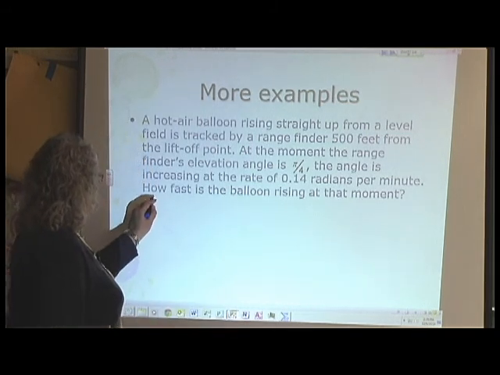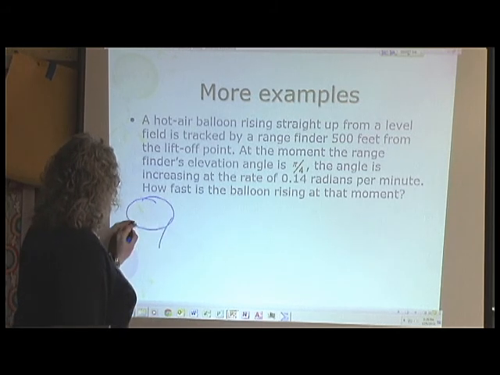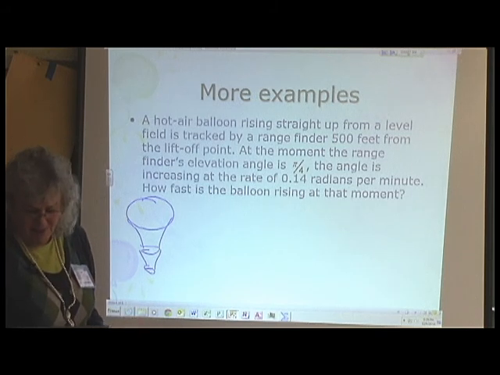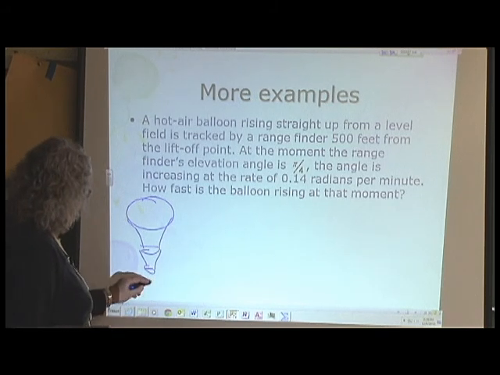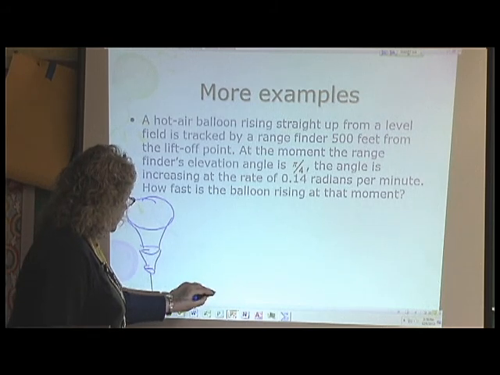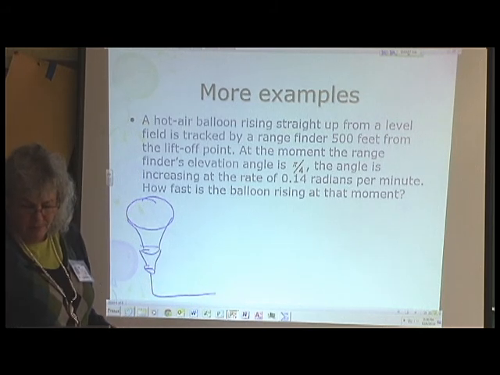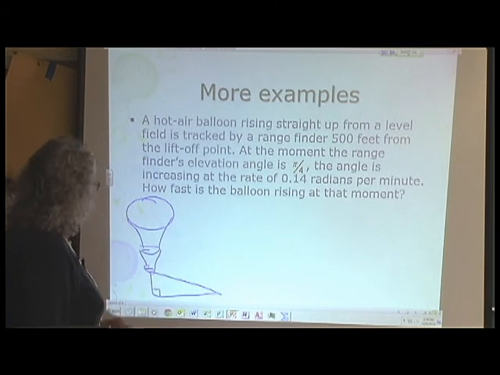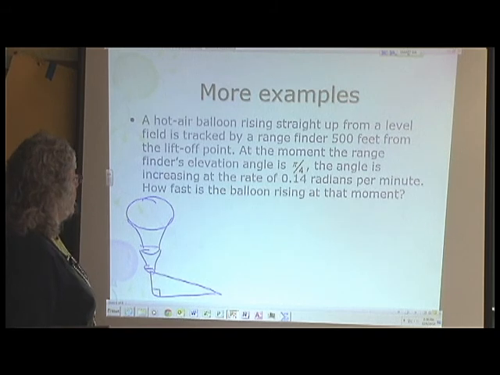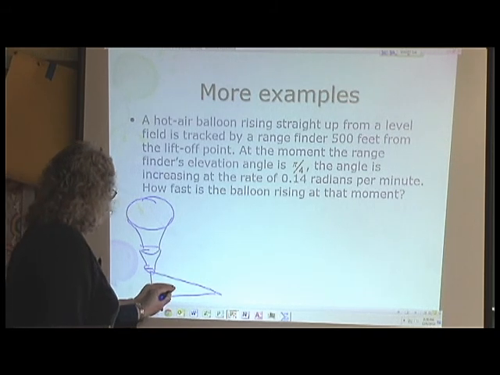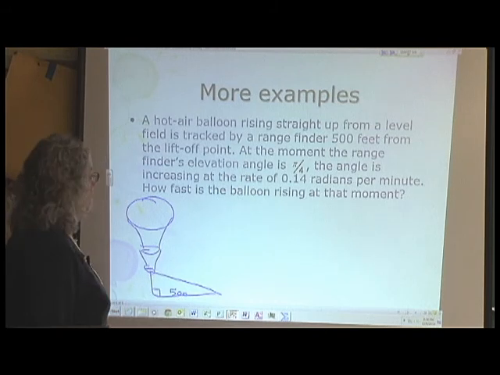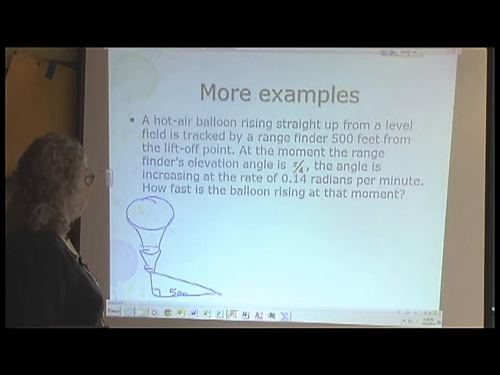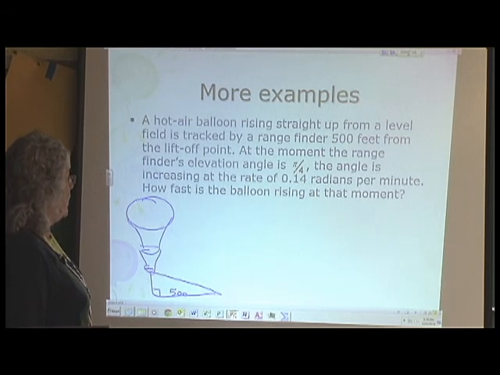So we have our balloon. And you can get creative with your drawings. As you can see, mine are not that great, but you can still work on it. And it's the rangefinder. Here's your diagram. We have a right angle. The rangefinder is 500 feet from the liftoff point. We're not going to put in the pi over 4 quite yet.